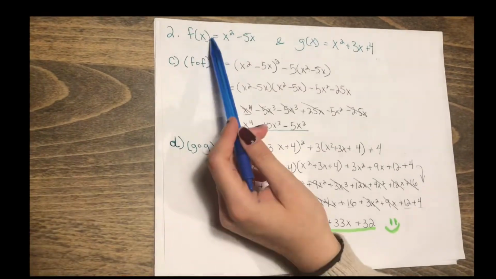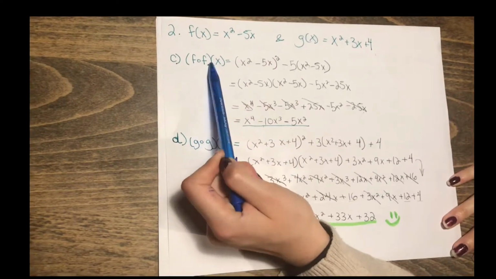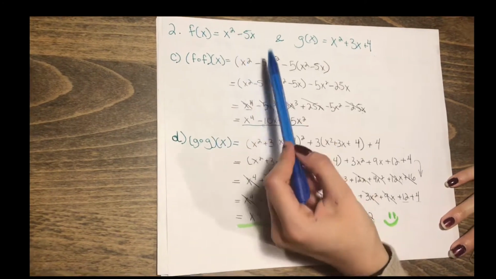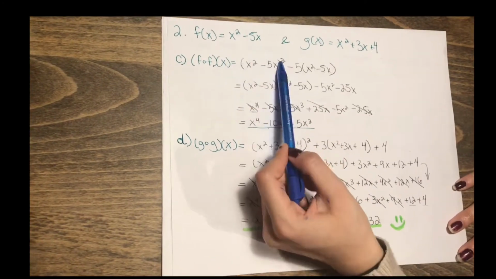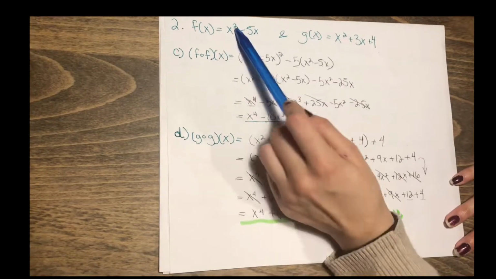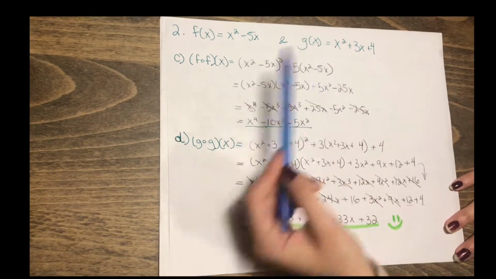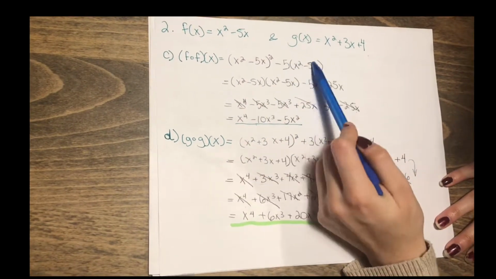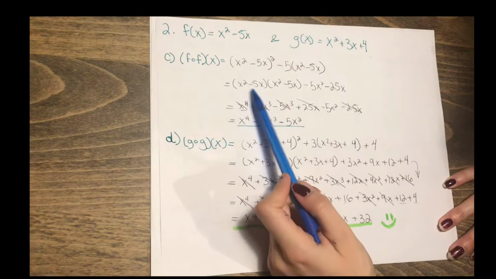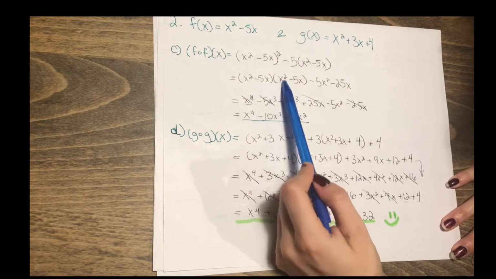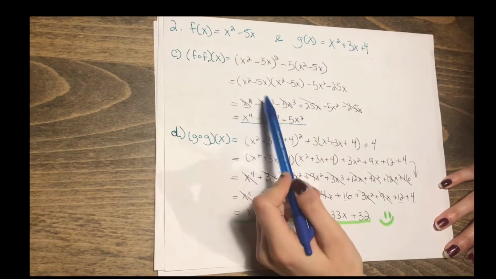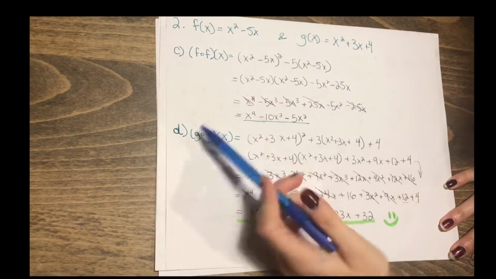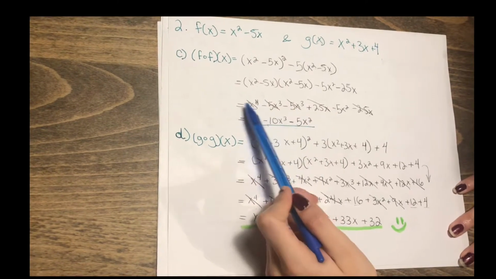For problem 2c, you're going to be using f of f, and for every x, you're going to be plugging in the f equation. So it's going to be (x squared minus 5x) squared, and then minus 5 times (x squared minus 5x). And then you're going to distribute the square. It's going to be x squared minus 5x times x squared minus 5x, distribute the negative 5 to the other expression. Now you're going to multiply, and you're going to get x to the fourth minus 5x cubed minus 5x cubed plus 25x squared minus 5x squared plus 25x.